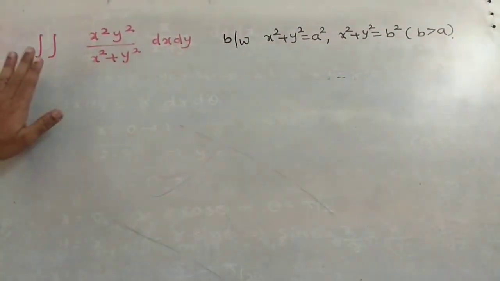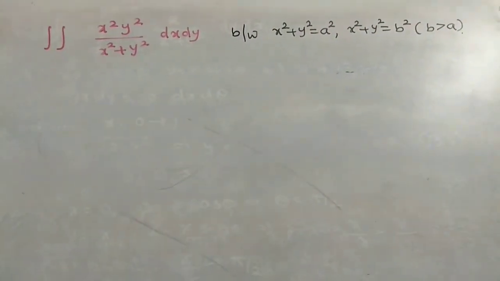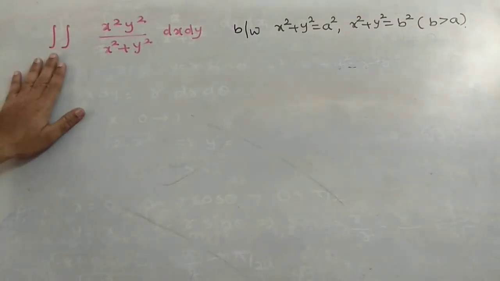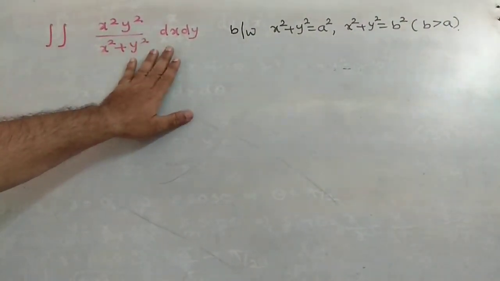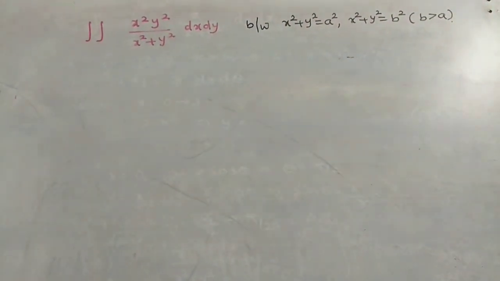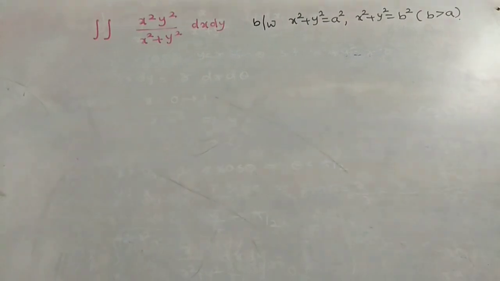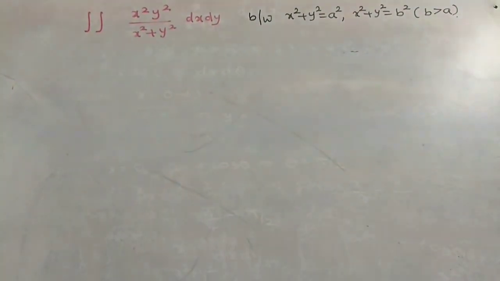So let us have one problem. I give you this as an exercise. I just give you a clue also. Evaluate the double integral x square y square by x square plus y square of dx dy between x square plus y square equal to a square and x square plus y square equal to b square, where b is greater than a, by changing into polar coordinates.